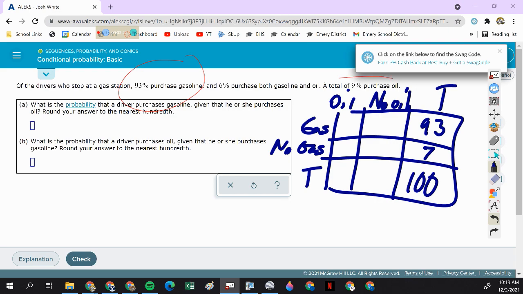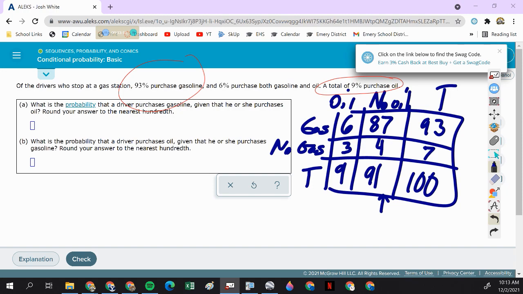Okay. Where do I put the oil purchase? Bottom left, 9. And if that's 9, then this one would have to be 91. And 6% is gas and oil. So 6, and then we do 93 minus 6 is 87. 9 minus 6 is 3. 91 minus 87 is 4. And then 3 and 4 is 7. So we must have done it correctly.